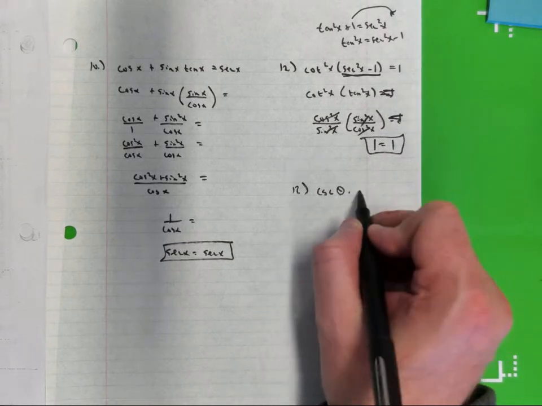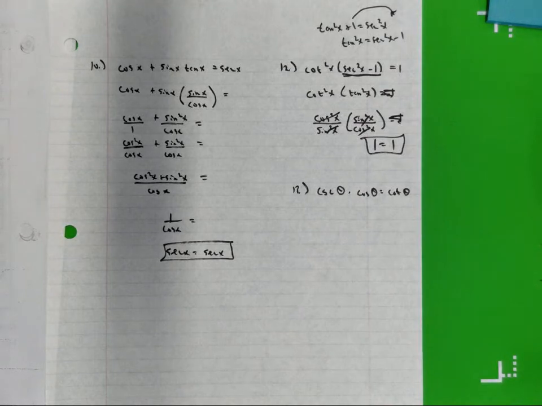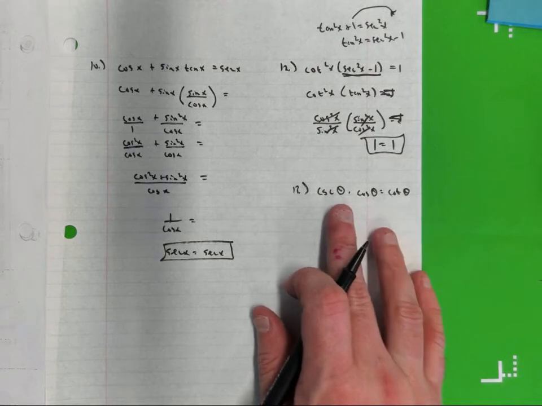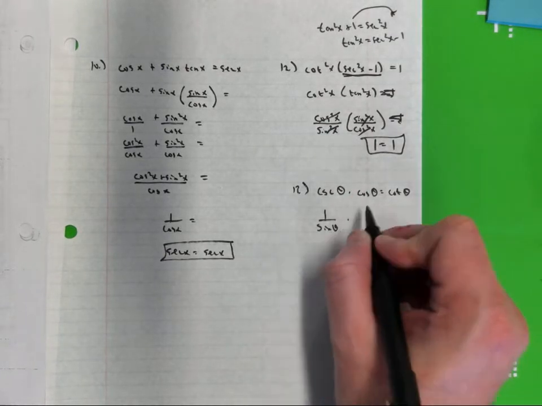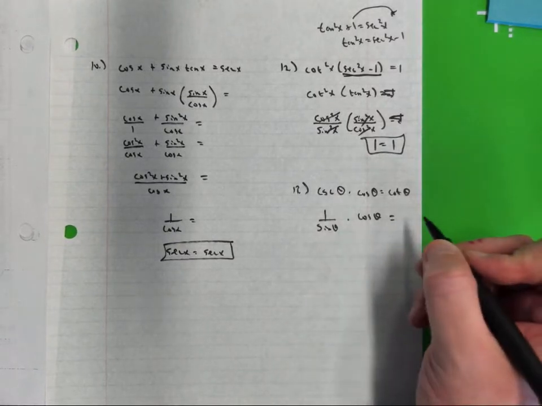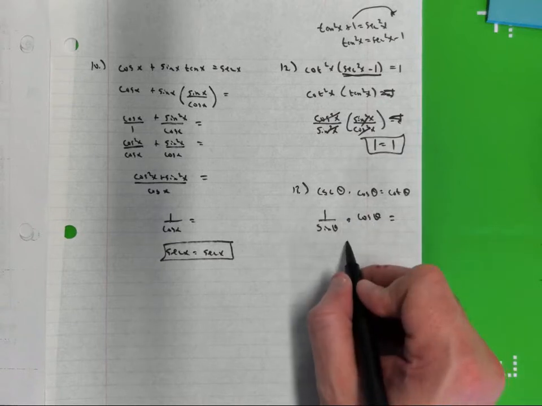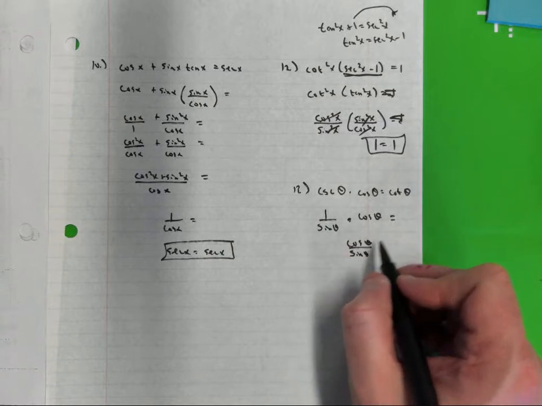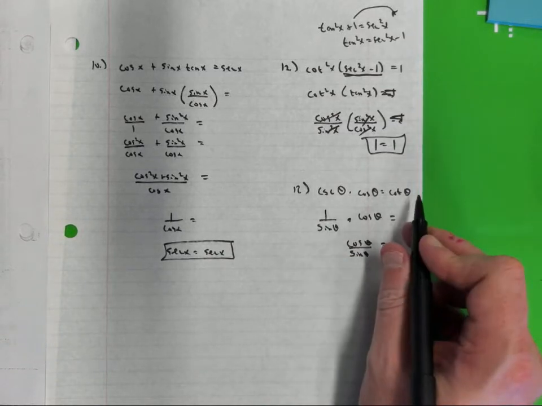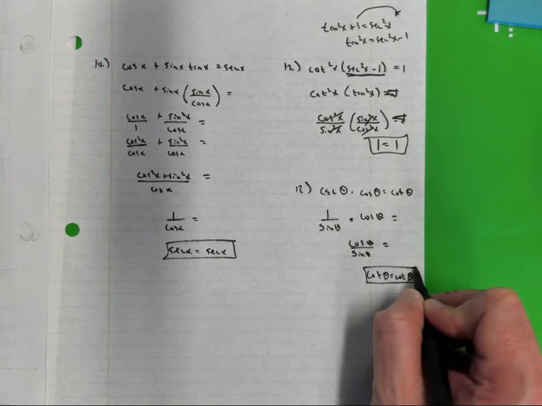Number 13. Cosecant of theta times cosine of theta equals cotangent of theta. I'm going to work on the left side. Cosecant, I can break that down to 1 over sine theta times cosine theta. There's a times, that's not plus, so we do not need to find a common denominator. Cosine times 1 is cosine theta over sine theta. I got that by saying sine times 1 is sine. Well, the definition of cosine over sine is cotangent, so I just proved that identity and I'm done.